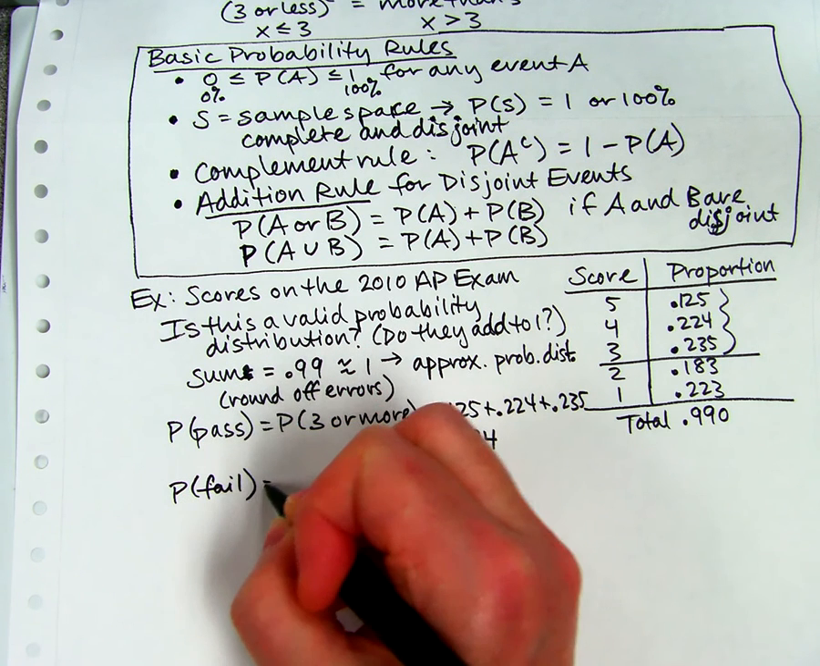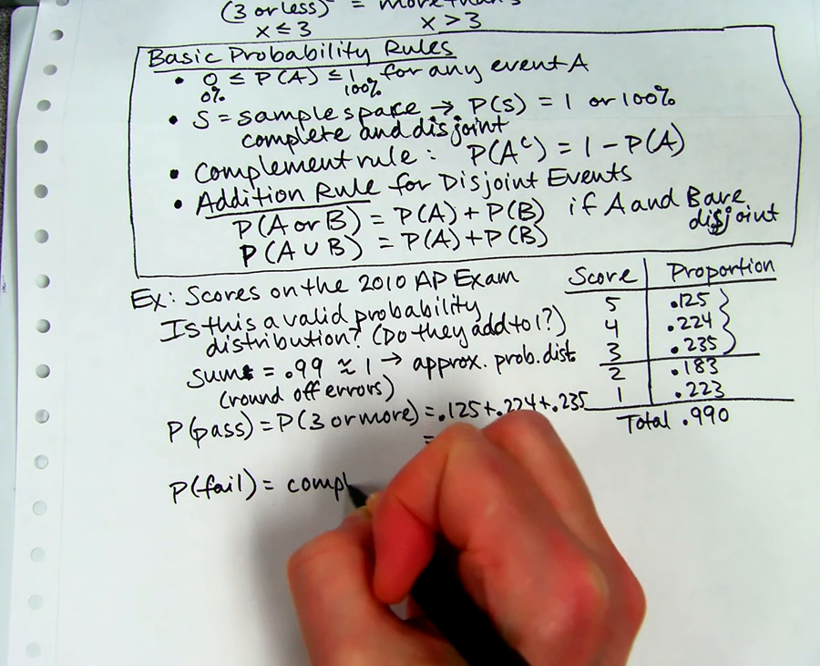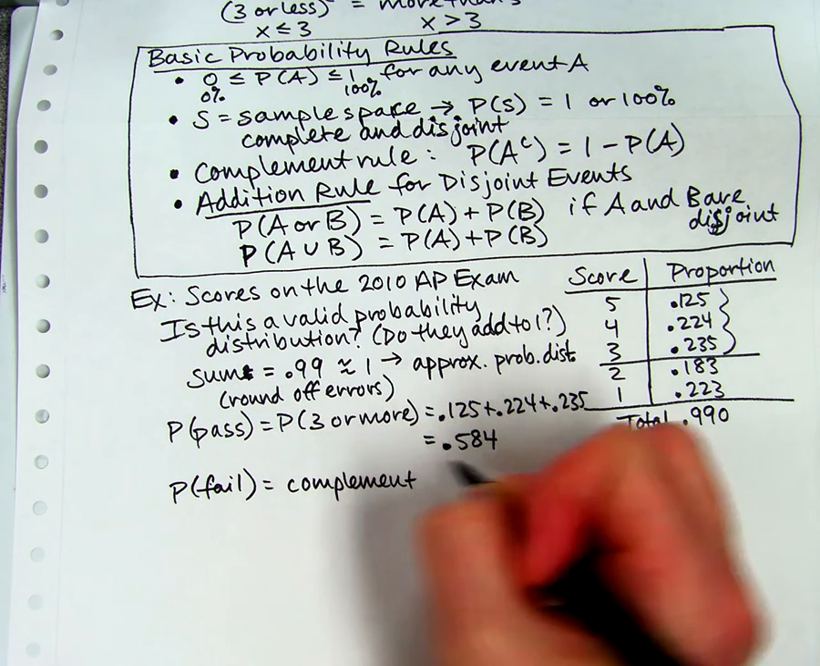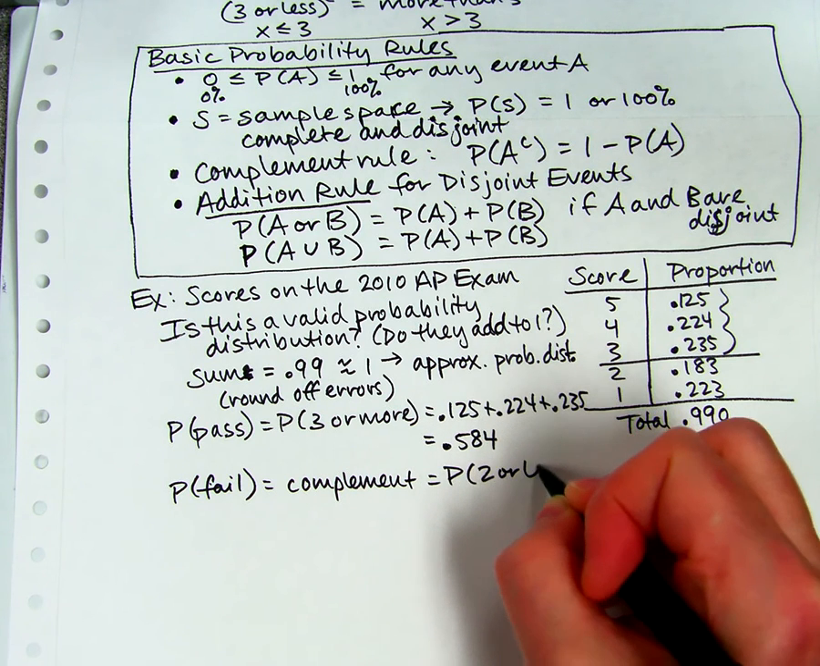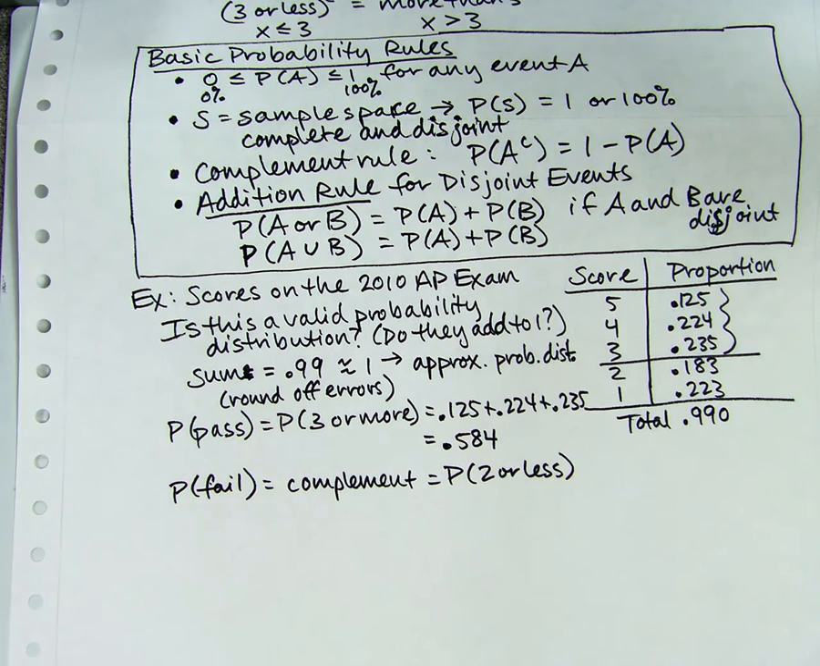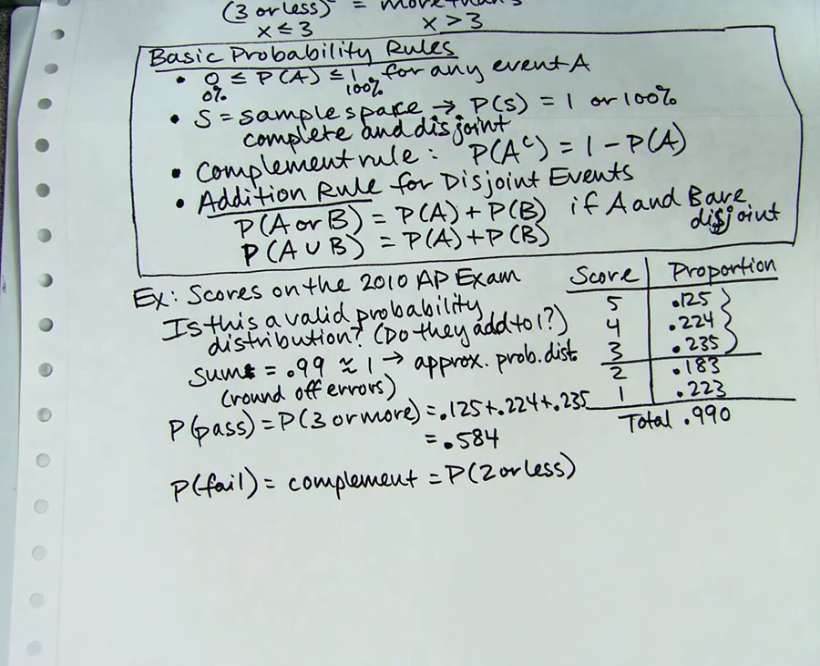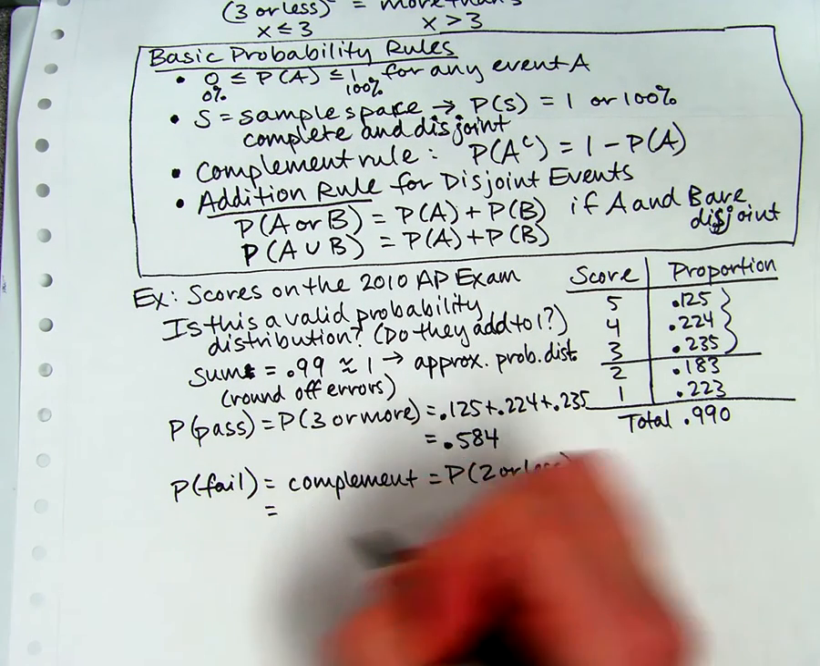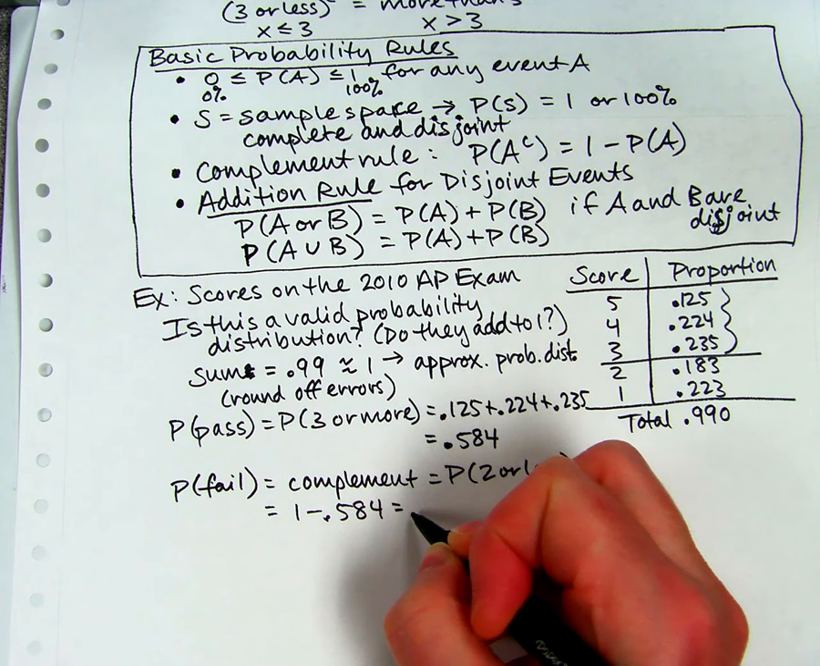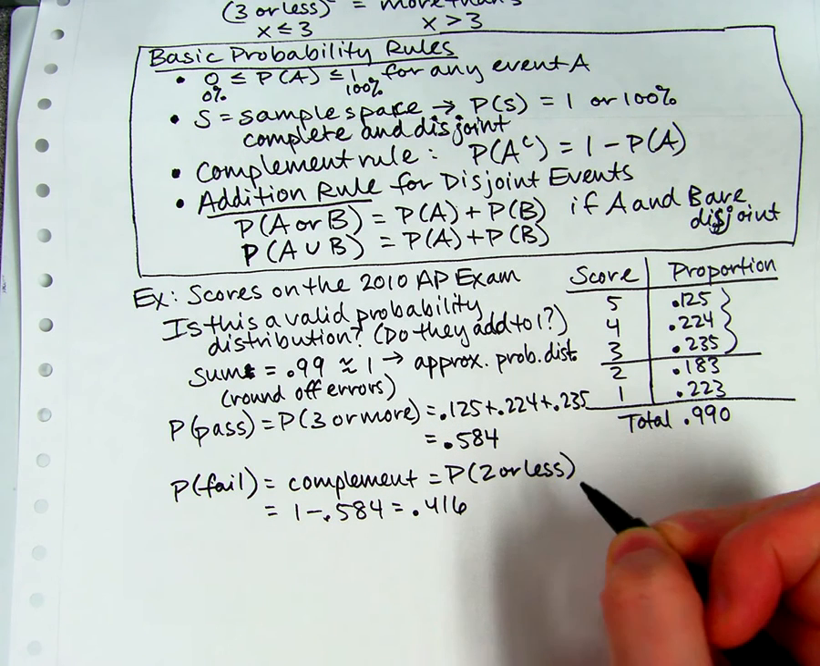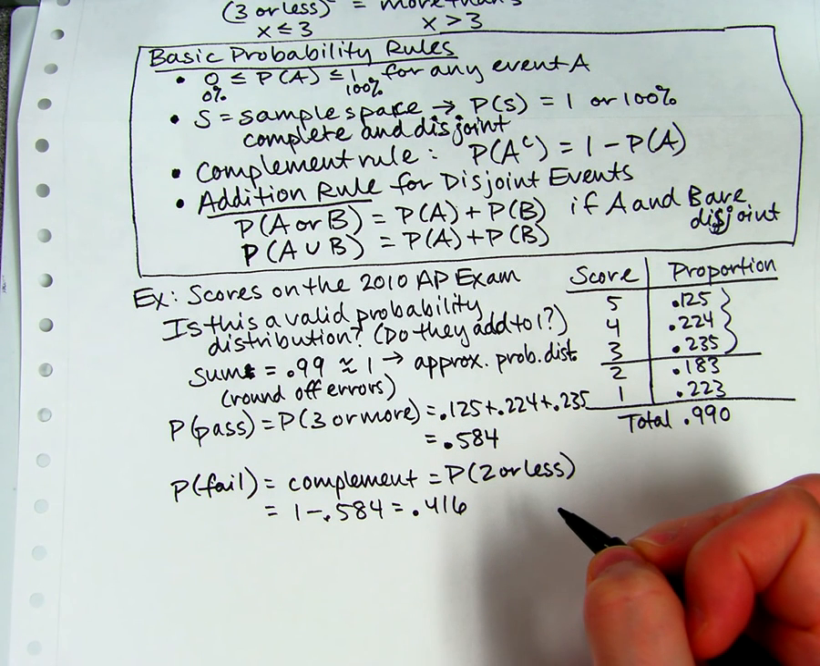And then if I want the probability of failing, that's the complement, or it's the probability of getting a 2 or less. There are 2 ways to calculate that, and because of the round-off errors, they come out different, and that's the part that's a little bit annoying. So you could do 1 minus 0.584, and you'd get 0.416, which is almost the same. Actually, it did come out the same. Why did that happen? I don't know.